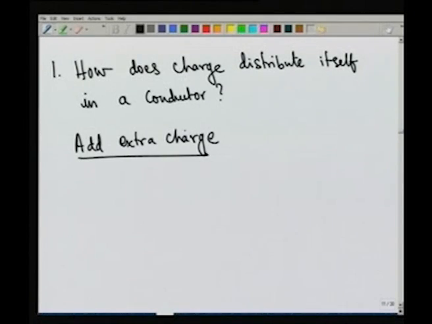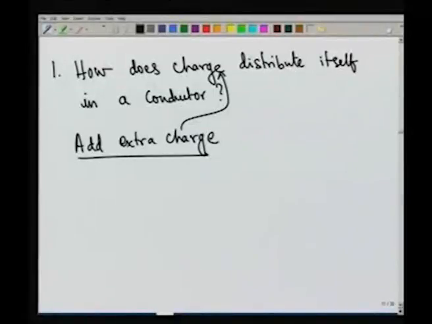This is what I am interested in when I am speaking of the charge distribution. So, I am going to add an extra charge. How do I add an extra charge? Well, the same old thing. Rub, let us say, amber against silk or whatever, it gets charged, bring it in contact with a conductor, and all the charge gets transferred to a conductor, and we are asking how does this excess charge distribute itself in a conductor.